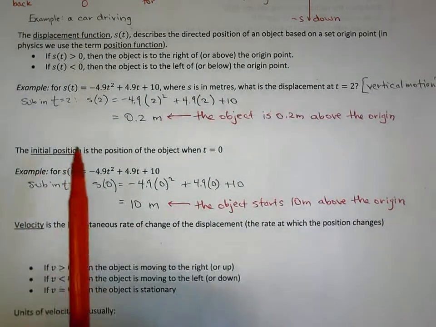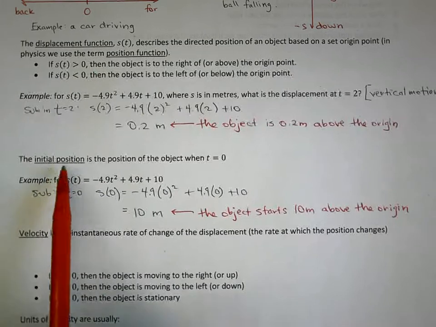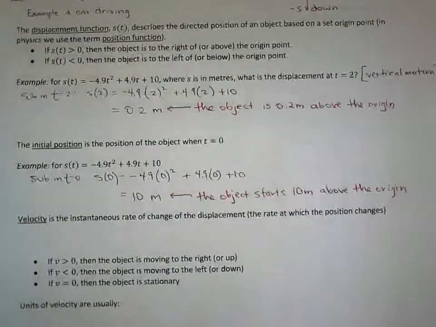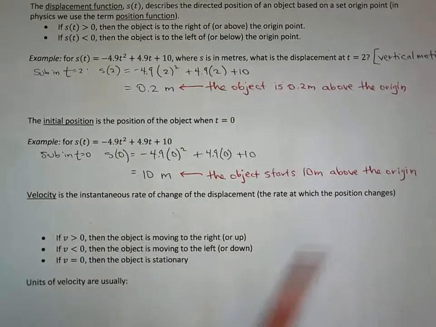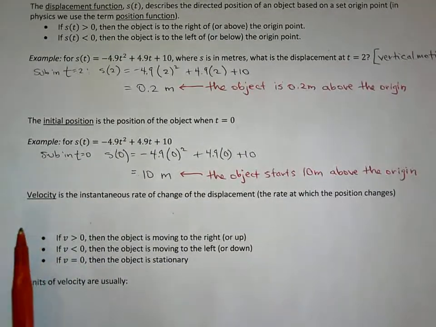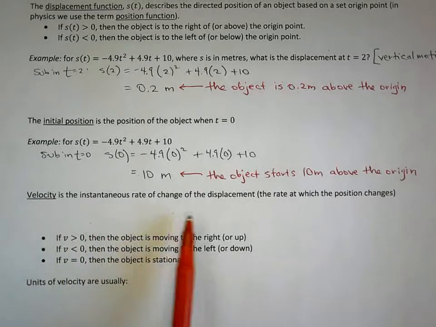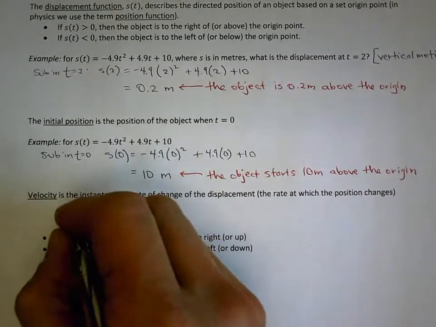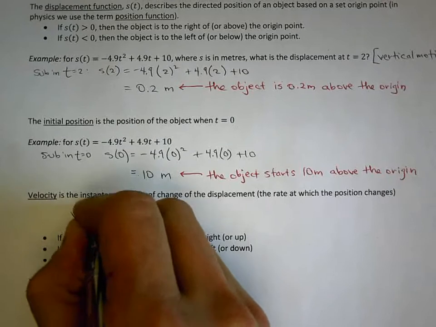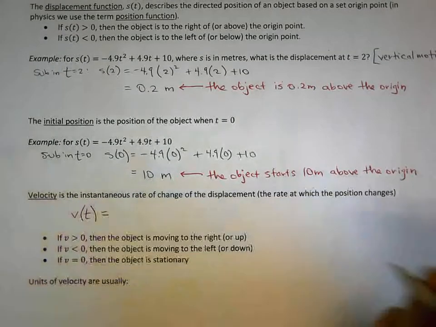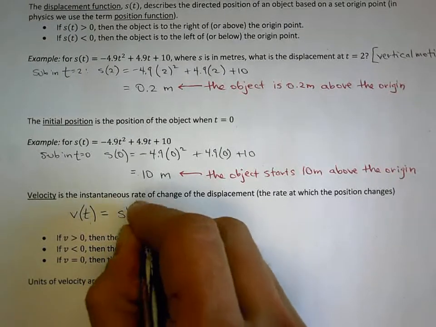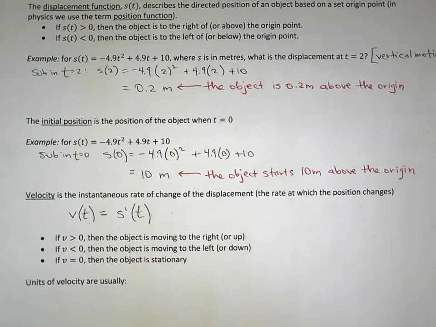I call it position, and I teach it in physics as position, but the textbook calls this the displacement function. Okay, so now let's talk about what our lesson today is on, which is velocity. Velocity is the instantaneous rate of change of displacement. That is, it's the rate at which we change position. And it's no surprise, especially after talking about rates of change yesterday, that velocity, which is marked with a v, is the derivative of position, or the derivative of displacement.